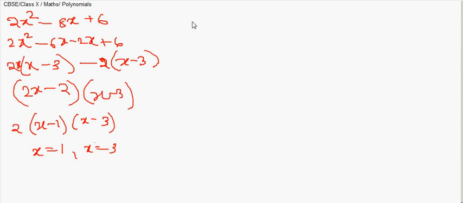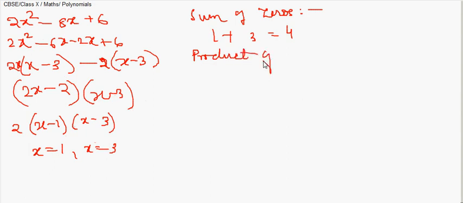Now what about the sum of zeros? Because we are now trying to read the relations. Sum of zeros will be 1 plus 3, sorry, it's not minus 3, so it will be simply 1 plus 3, that's 4. And what's the product of the zeros? The product of the zeros becomes 1 into 3. That's 3, sorry.